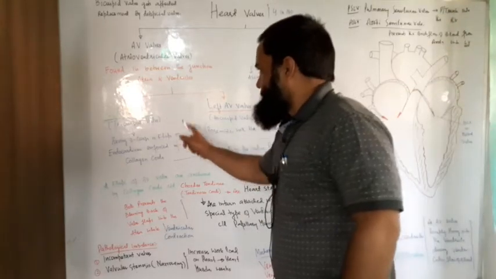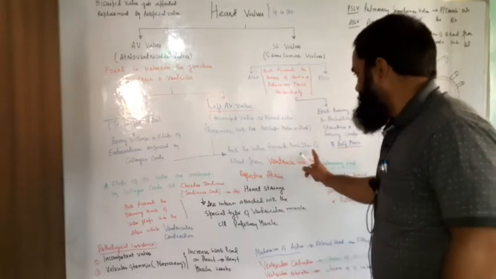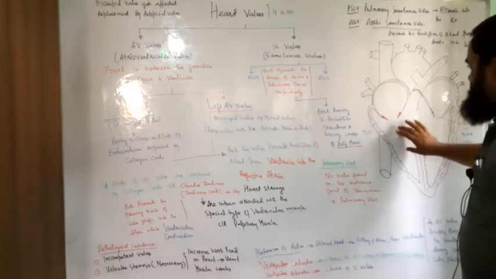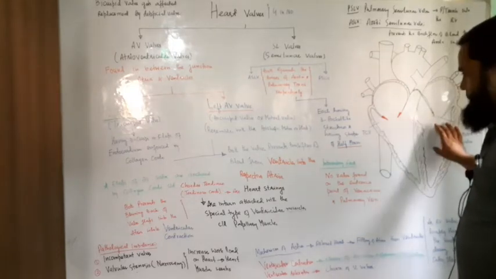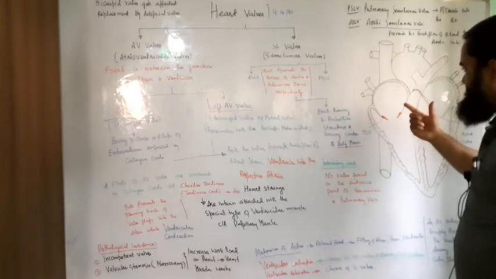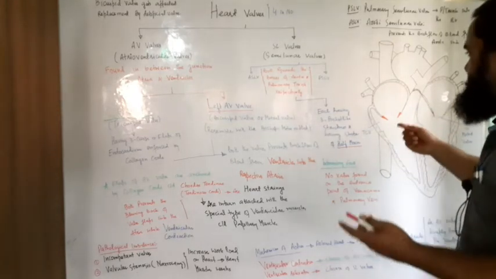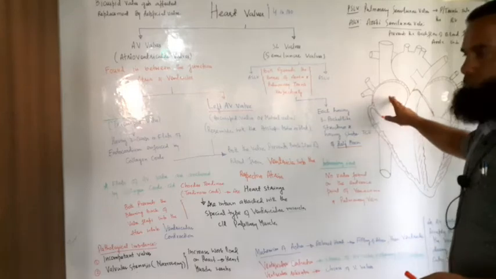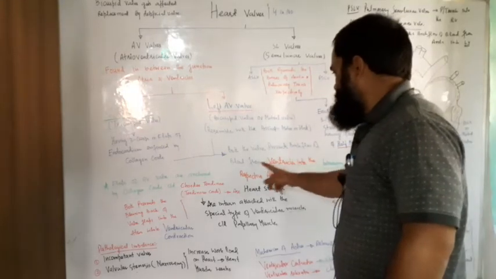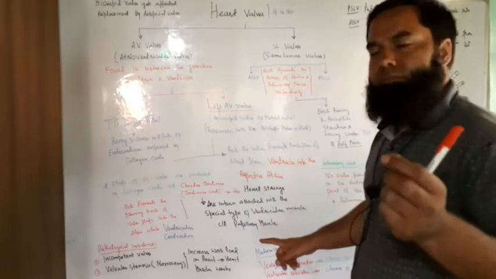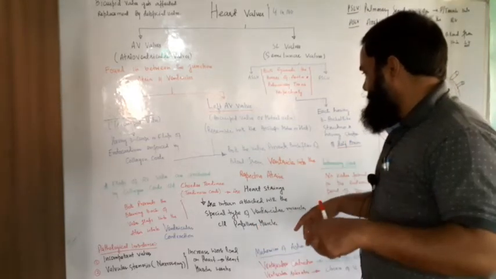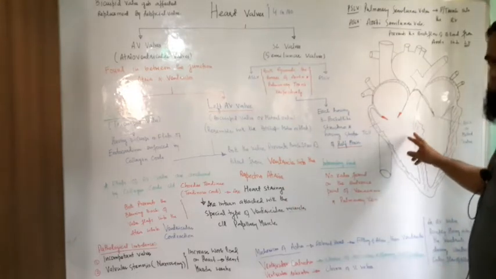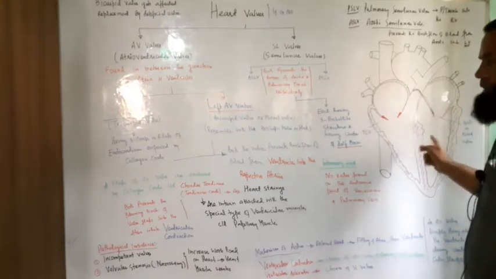As far as the AV valves are concerned, both valves prevent the backflow of blood from the ventricles into the respective atria. When the ventricles contract, the AV valves get closed, so they prevent the backflow of blood from the ventricles into the respective atria. So both are responsible for preventing the backflow of blood. That is the most important point, and you must remember this: there is no backflow of blood into the respective atria from the ventricles.